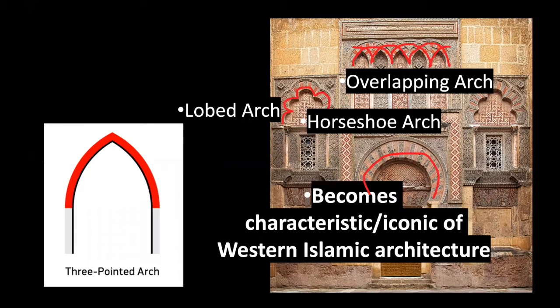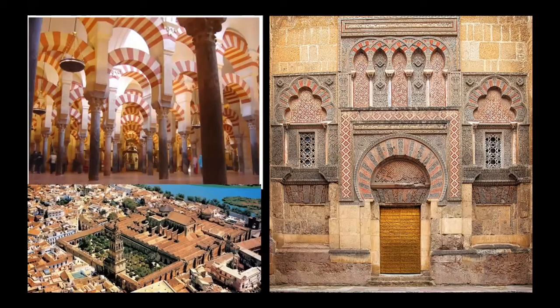All right, but these types of arches become very iconic or characteristic of Islamic architecture. I was watching, actually I wasn't watching, my husband was watching some movie and I was working, and I would glance up and I saw a building and I was like, oh, that looks like Islamic architecture, because it had one of these types of arches in it. All right, so here's some more images that the College Board wants us to know.